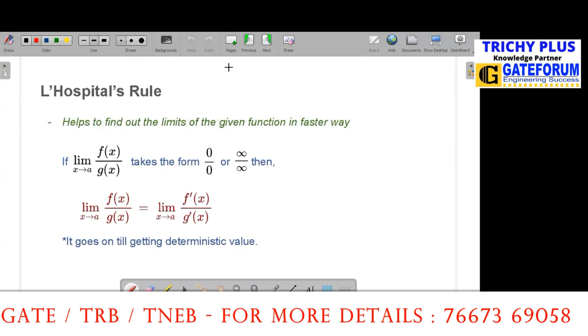So now coming to L'Hospital rule. What the L'Hospital rule does is it helps to find out the limits of a given function in a faster way. The first thing is, it will not help for a function which does not have a limit. So you have to keep in mind, this L'Hospital rule will help whenever there is a function which has a limit.